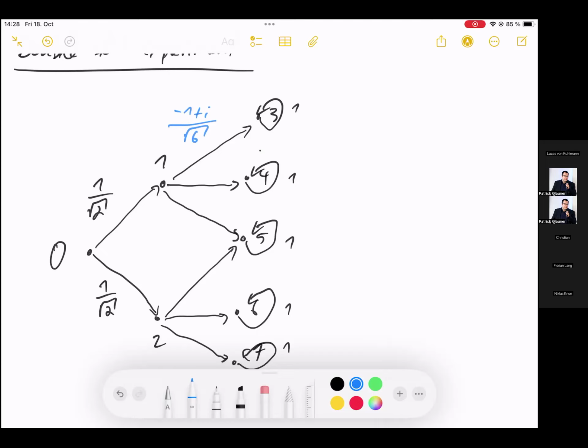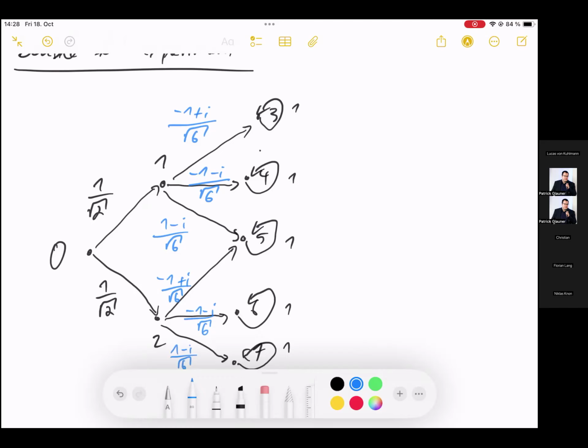So this is -1 plus i divided by the square root of 6, -1 minus i divided by the square root of 6, 1 minus i divided by the square root of 6, then -1 plus i divided by the square root of 6, then -1 minus i divided by the square root of 6, and 1 minus i divided by the square root of 6.